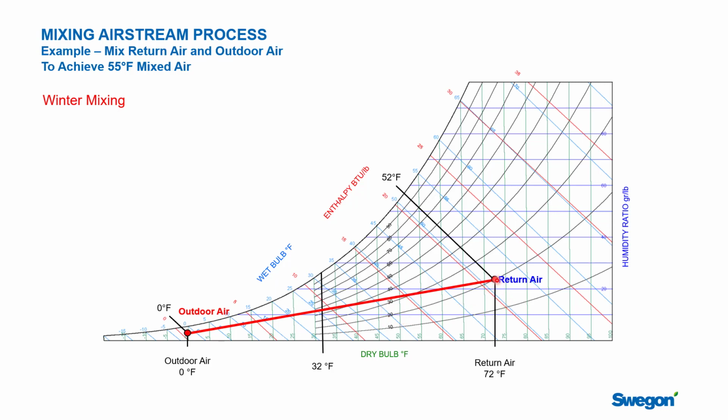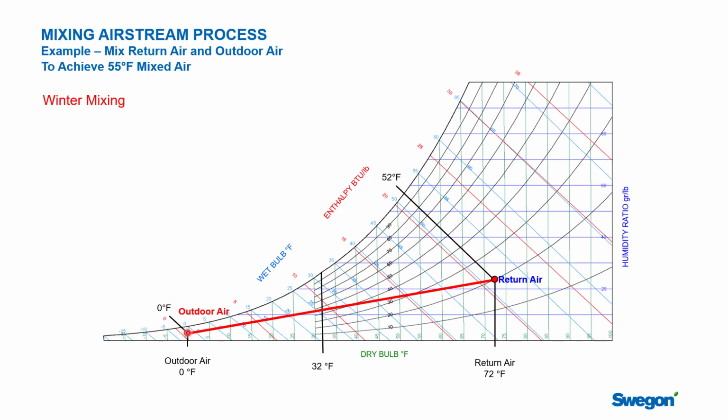So let's look at our conditions. We're starting here with return air. It's going to be a little bit cooler now. It's 72 degrees because it's winter. Notice the humidity. These arcing lines here is 20% RH, pretty typical for a winter climate, winter condition, and that our wet bulb is 52 degrees. So that's our return air condition.